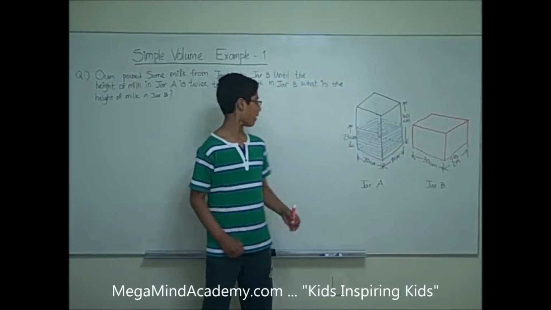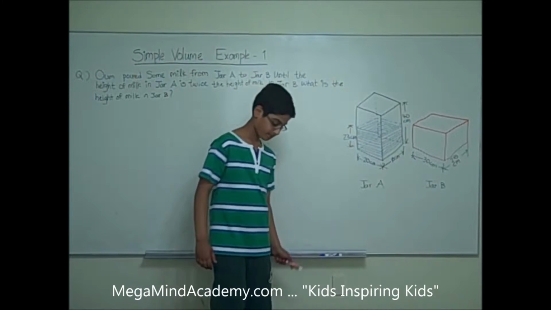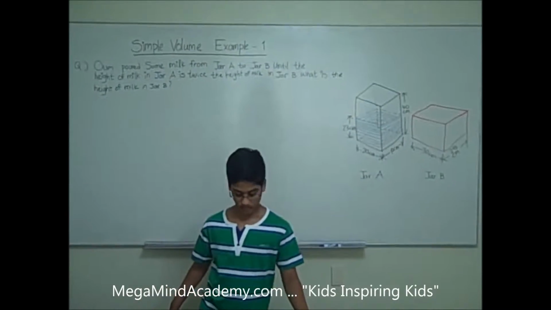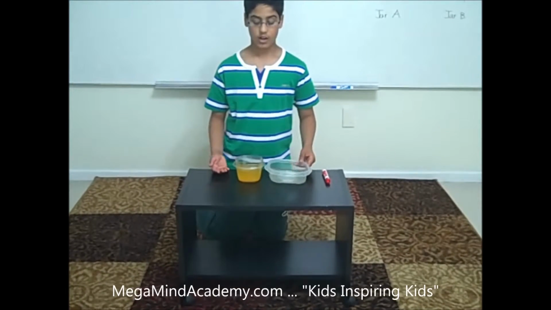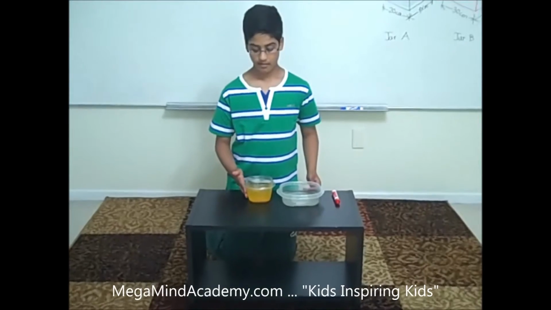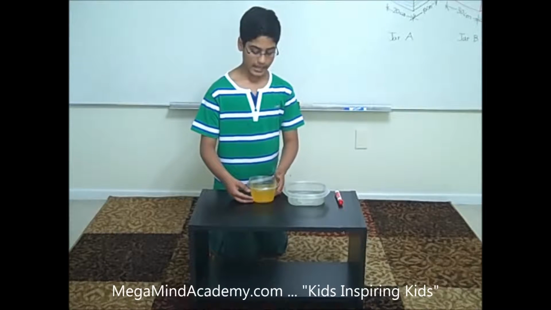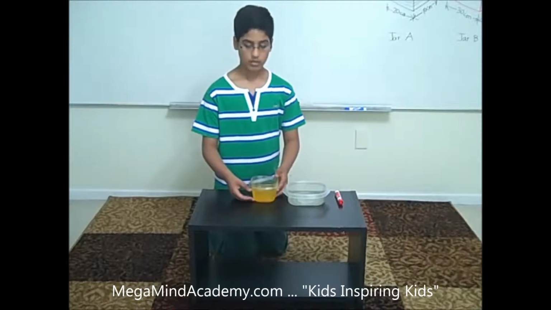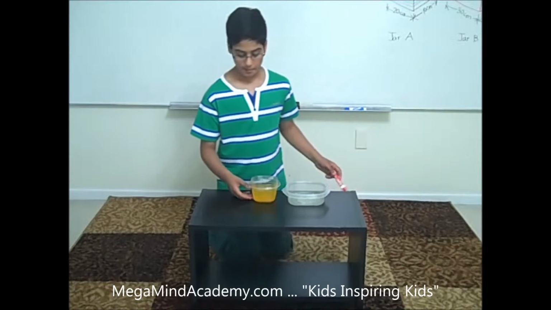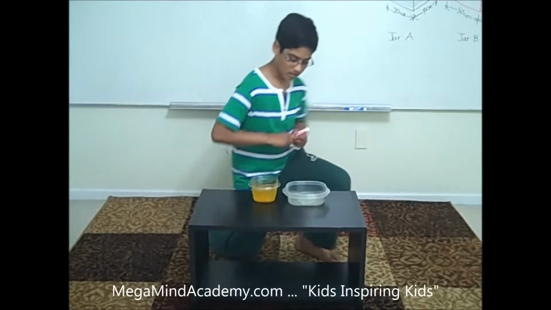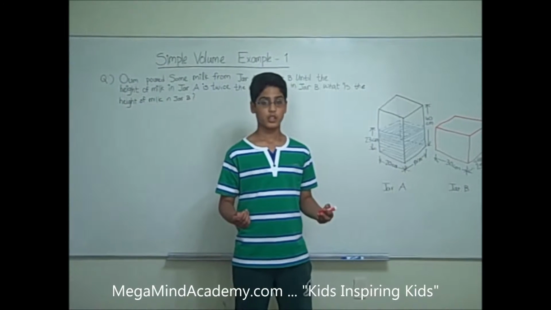Before we solve this problem on the whiteboard, let's first look at it in real life. These are the two jars, jar A and jar B. In jar A, this is the total amount of the milk, the total volume of milk. So, let's find the total volume of the milk in jar A.